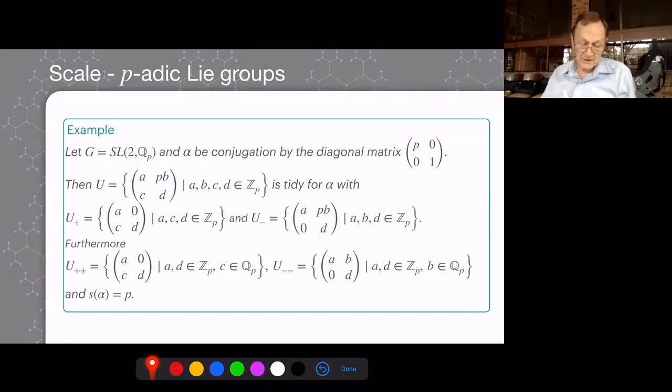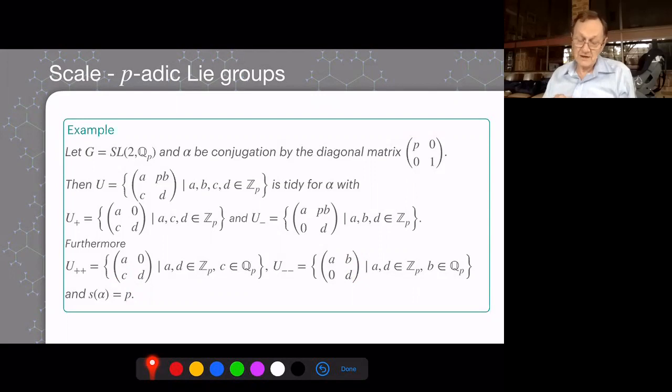And U double plus, sorry, is the subgroup of all matrices with 0 on the top right corner, integer entries on the diagonal, and any p-adic number in the lower left corner. And U double minus is the group of all upper triangular matrices with integer entries on the diagonal, and any p-adic number in the top right corner. And the scale is P in this case.